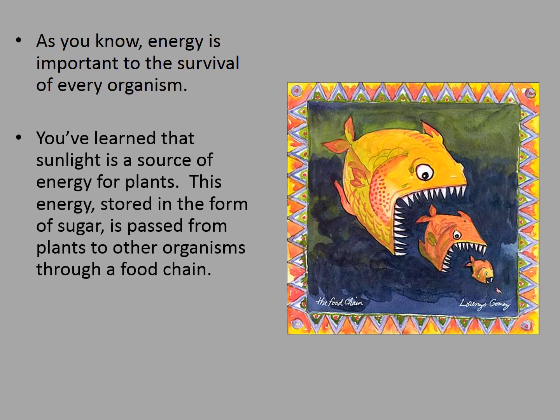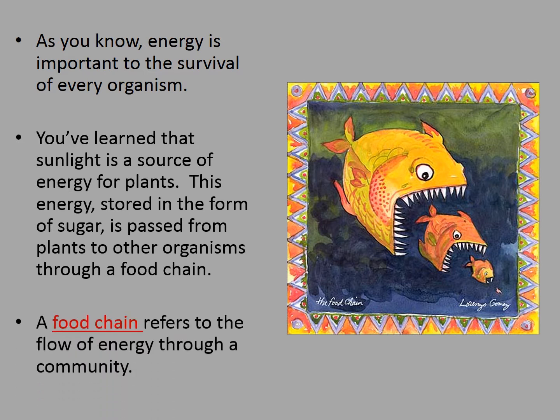You've learned that sunlight is a source of energy for plants. This energy, stored in the form of sugar, is passed from plants to other organisms through a food chain. A food chain refers to the flow of energy through a community.